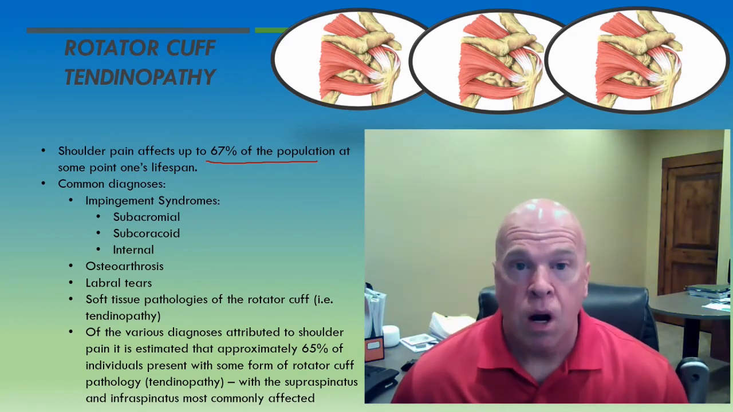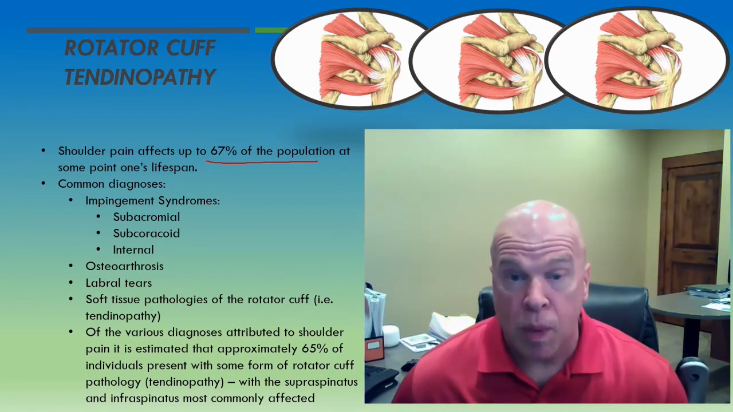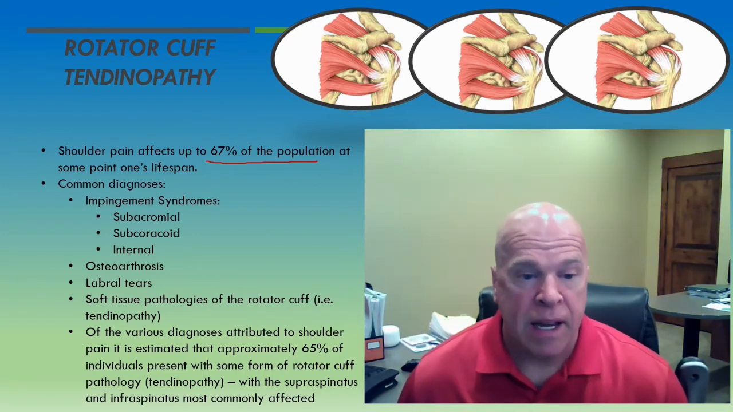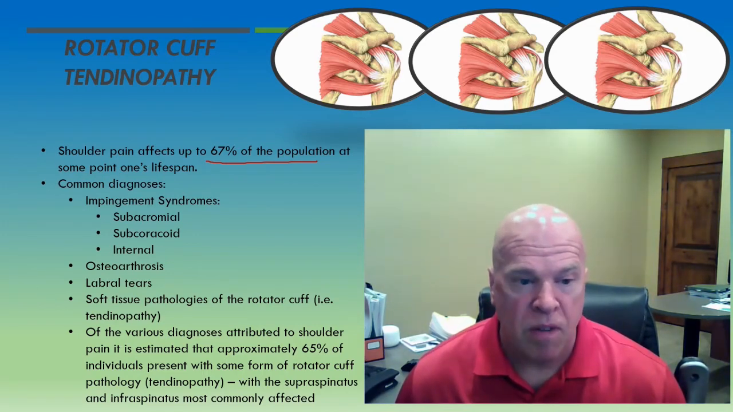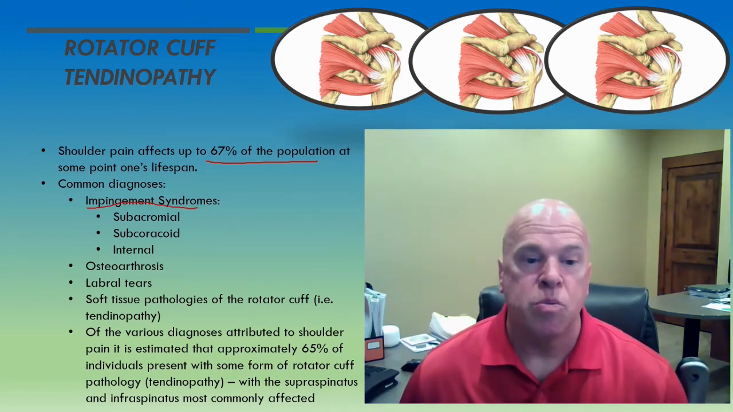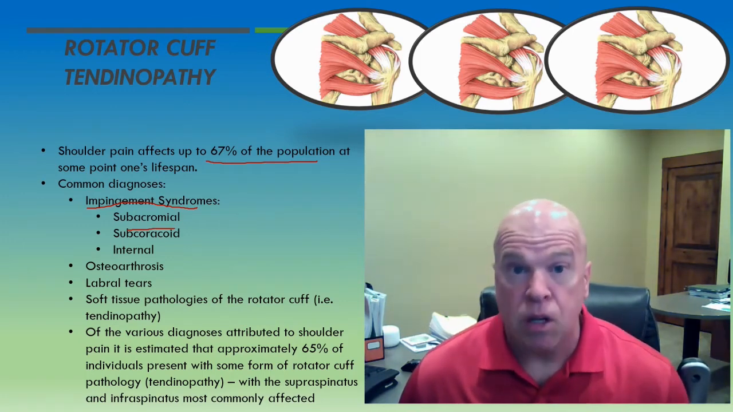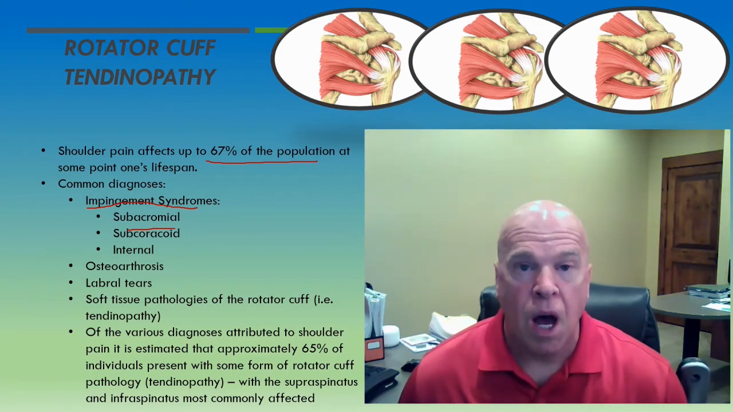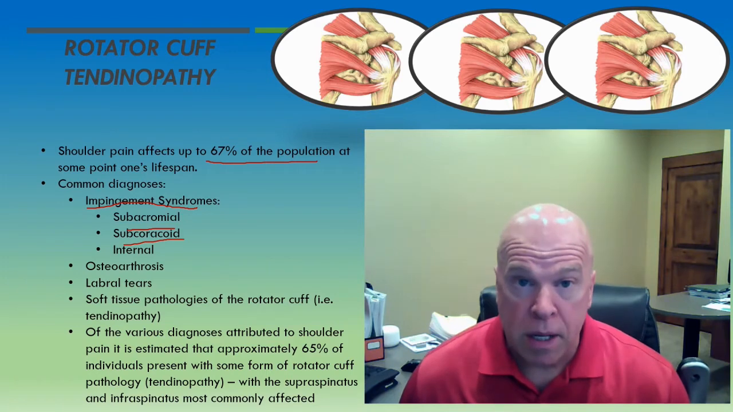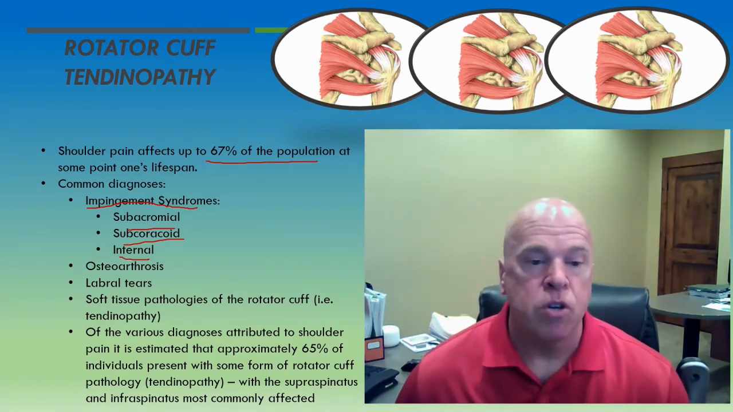Well, what are some of the common conditions that we encounter with the shoulder that bring these shoulder pain patients to us in the industrial setting? Common diagnoses include the various impingement syndromes, and there are three basic types. There's subacromial impingement syndrome, which is probably the type you're most familiar with in both the clinical and the industrial setting. There's subcoracoid impingement syndrome, and there are also internal impingement syndromes.